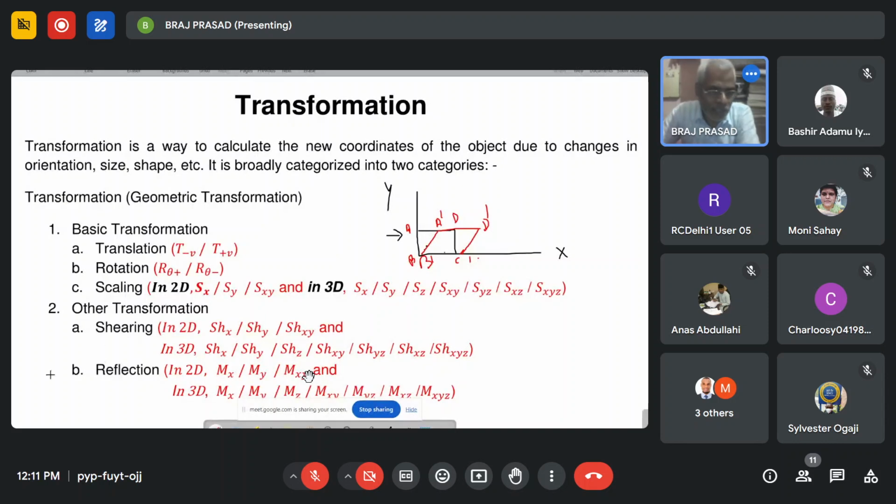Then the other type of transformation is called reflection. Suppose there is a mirror. It is our mirror, and we place an object at this place.